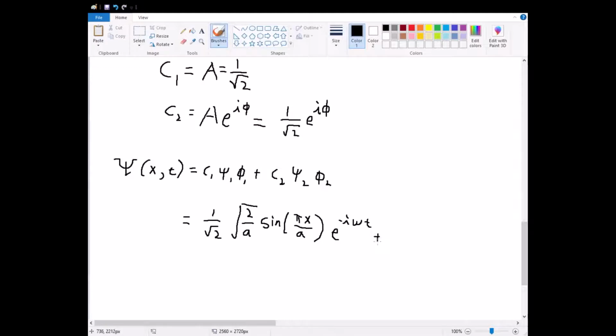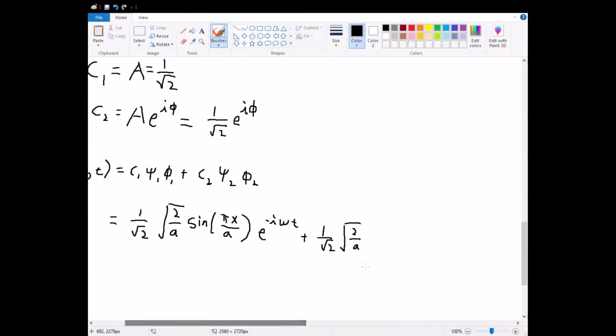And we're adding this with 1 over root 2 times square root of 2 over a times, let's see, what is this? Sine of, and here n is 2, so 2 pi x over a, and then multiplied by our e to the i phi as before, and also our e to the negative 4i omega t.